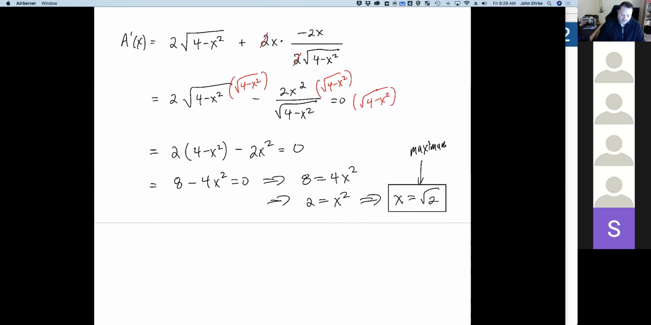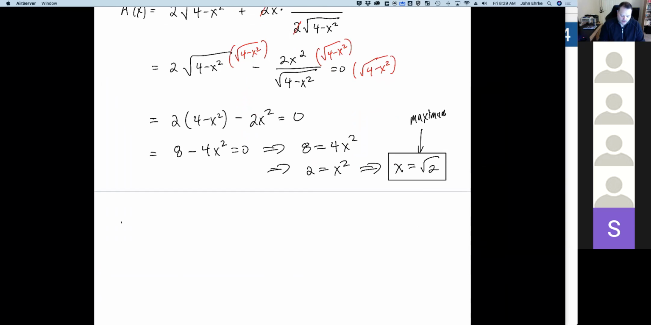So if I know x is square root of 2, then I know y is the square root of 4 minus x squared, which is the square root of 4 minus 2, so that's square root of 2 as well. So I know that both x and y have to be square root 2.